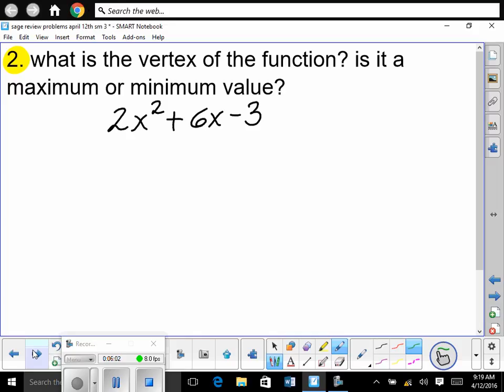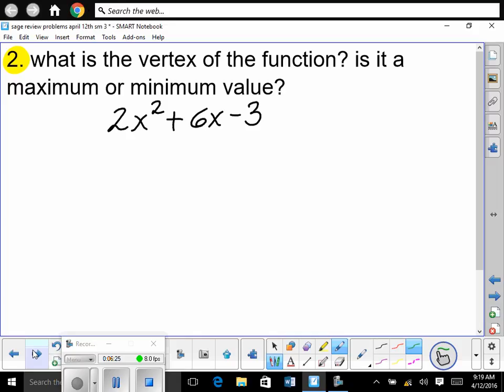Number 2 is asking us the same thing, but it is very different. It says, what is the vertex of the function? Is it a maximum or minimum value? So once again, looking at this, we have 2x squared plus 6x minus 3. This is not in vertex form. This is in standard form. To be honest, we could go through and complete the square and all that stuff. That's a lot of work. Let's just type it into our calculator and use it.